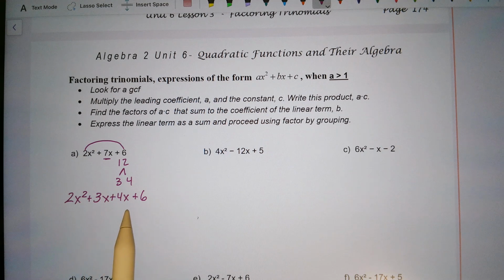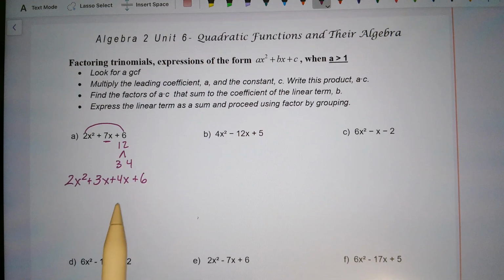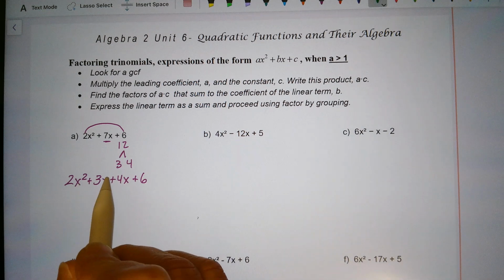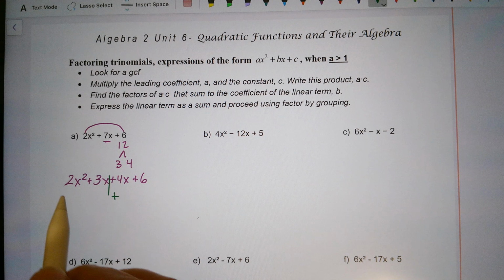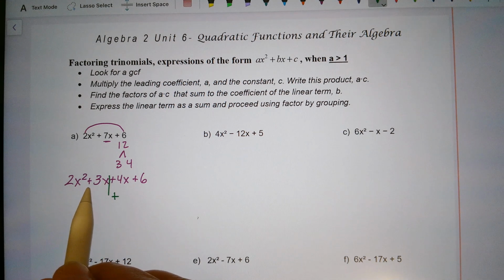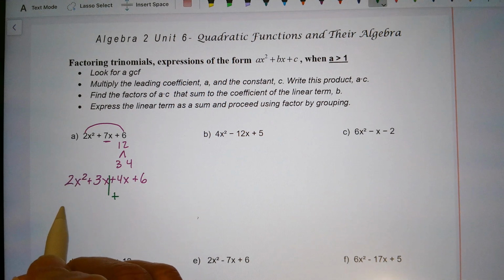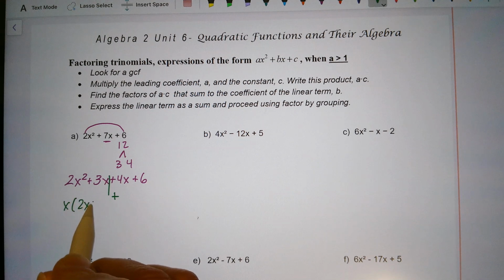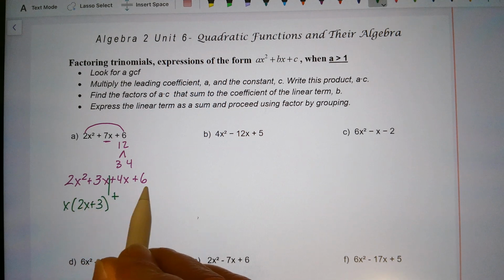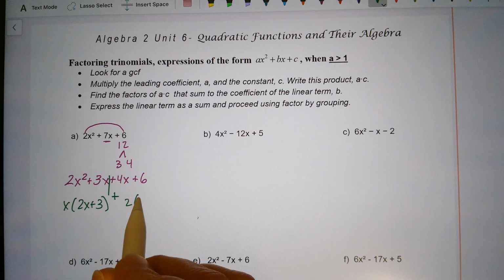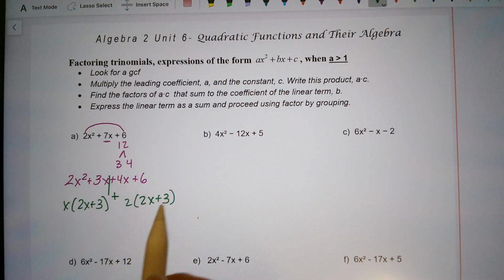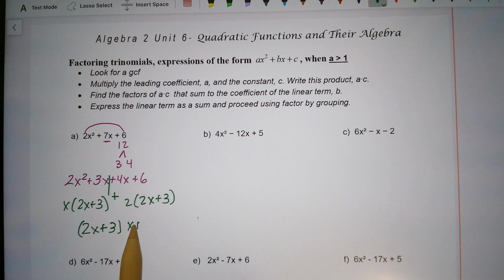Now we have 4 terms, so now we factor by grouping. So let's split after the second term, bring down the operator, take out the GCF of the first 2 terms, which is x. We get 2x plus 3 in parentheses. Taking out the GCF of 4x and 6 is 2. 2x plus 3 in parentheses. So the 2x plus 3 is one factor, and what's left outside, the x plus 2, is the other.